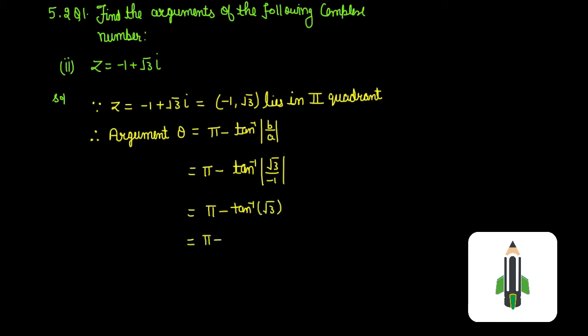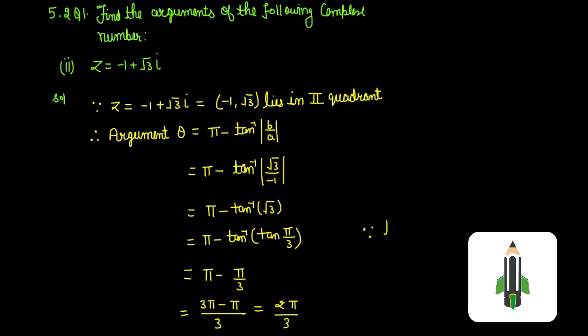Then pi minus tan inverse root 3 can be written as tan of pi by 3. So now cancel tan inverse with tan, and pi minus pi by 3. When we take LCM, 3 pi minus pi is equal to 2 pi by 3. So argument theta is 2 pi by 3.